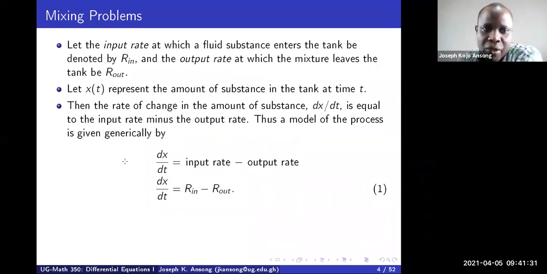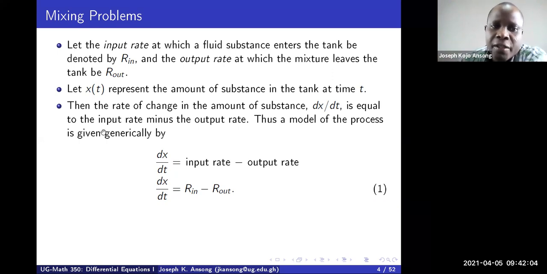So how do you start by constructing a model for such a problem? Of course, you identify that what you want is the change in the amount per time. So that is dx/dt. If x here is the amount of substance in the tank, the substance could be a chemical, it could be salt, it could be whatever. How is it changing with time? So what you want is the change in the amount per time.